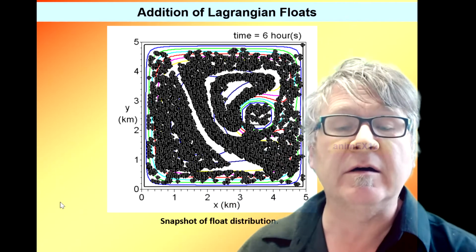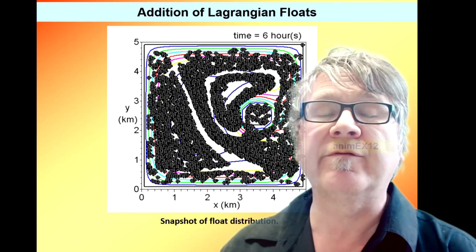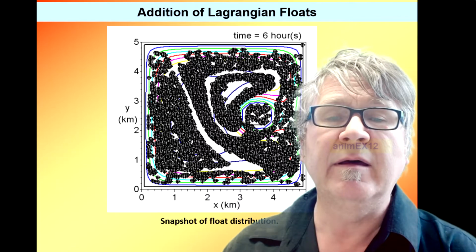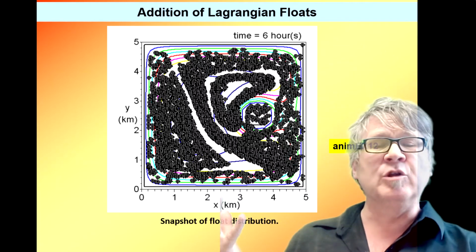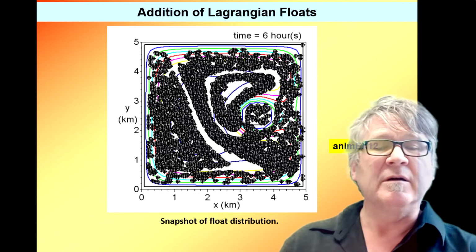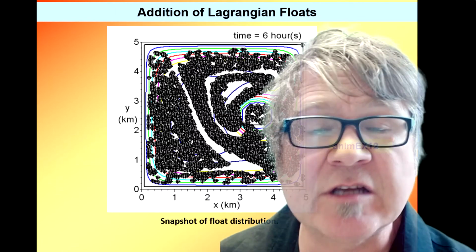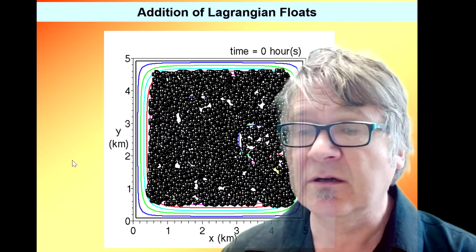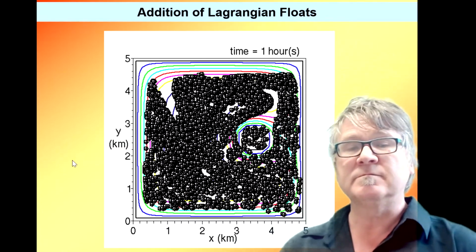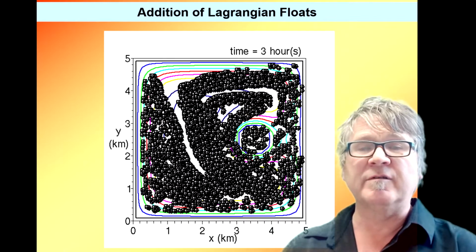Here's one picture of these floats. A picture of Lagrangian floats doesn't tell you much because there's no movement in it. But we can actually look at the movement. Let's have a look at this simulation. Here we go. Here is the movement of your floats.